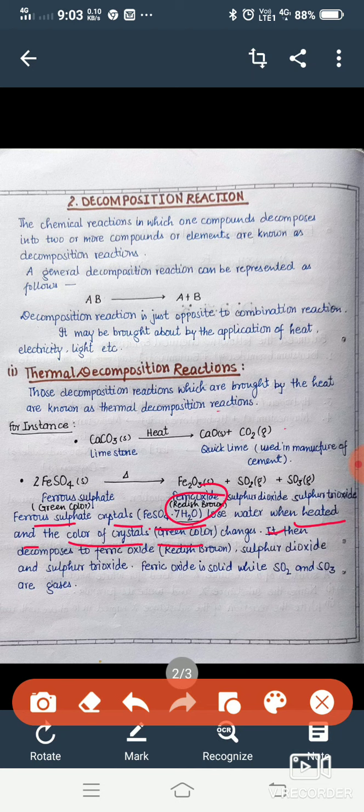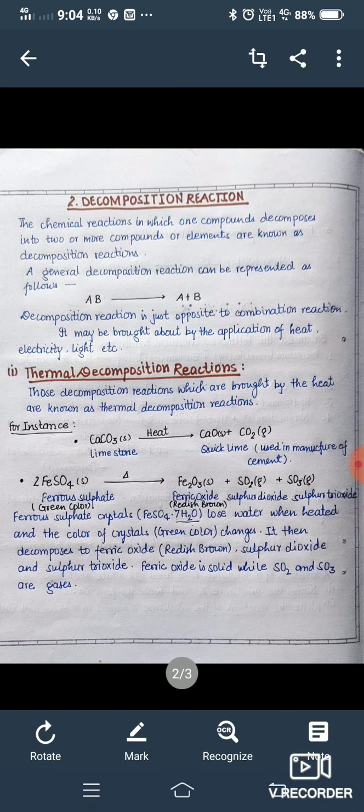It then decomposes to ferric oxide. So it forms ferric oxide, which is reddish brown in color, and sulfur dioxide and sulfur trioxide. Here ferric oxide is solid in state, and these two are gases. So this is a very important reaction. So when we heat ferrous sulfate, the green color changes into reddish brown and releases two gases, sulfur dioxide and sulfur trioxide. Got it? Okay, let's move to another type.